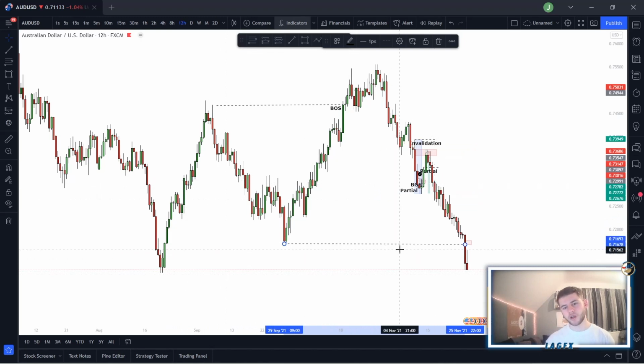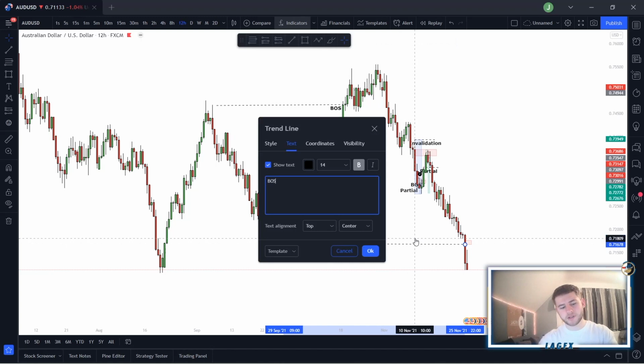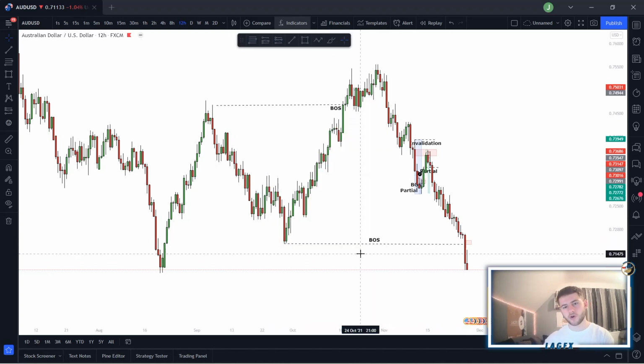But of course, we've come through, we've had the break of structure here, so that BOS. Now what this does is it invalidates what we thought could have been bullish structure and now validates what we believe is going to be bearish structure moving forward. So if we dive into this now, we can begin to see how we can look to be a seller in this market moving forward.